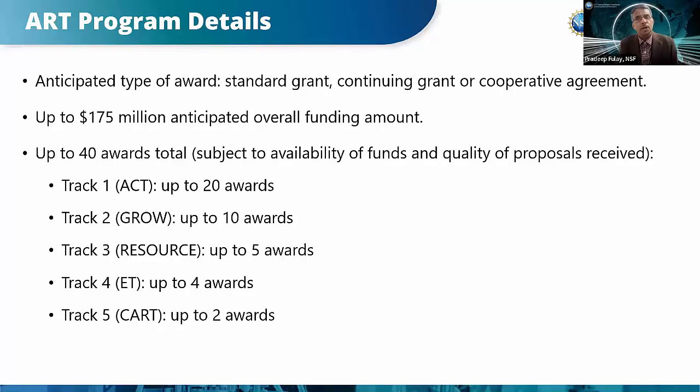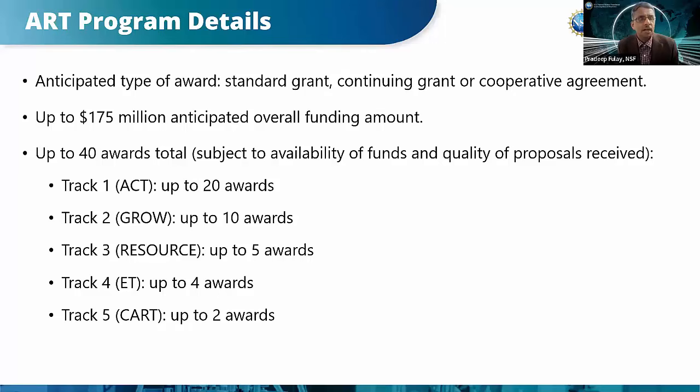So track 1, which is called ACT, is really aimed at institutions of higher education that have a low research translation readiness level. We expect up to 20 awards under this track.